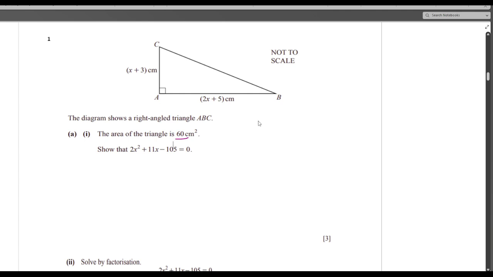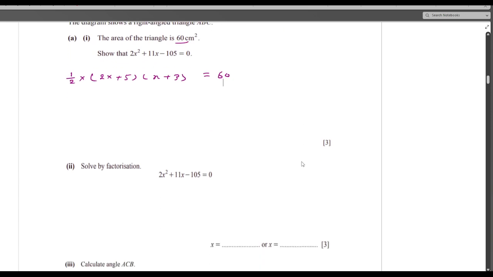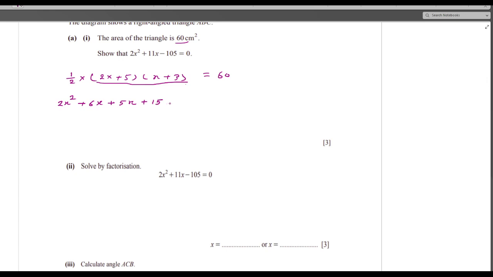Therefore, I will use half times your base, which is 2x plus 5, times your height, that is x plus 3, will give you 60. Now let us move this 1 by 2 on the other side and multiply these two terms. So 2x multiplied by x will give you 2x square. Then 2x multiplied by 3, it will be 6x. 5 multiplied by x is 5x. And 5 multiplied by 3 is 15.